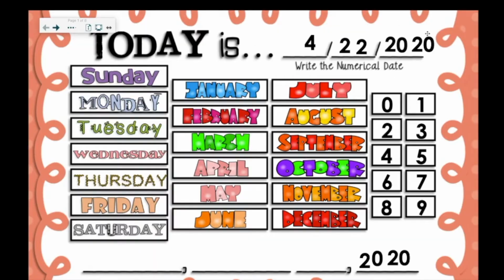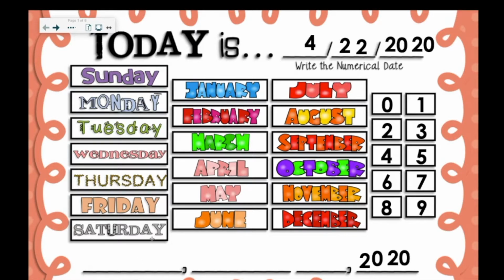At the top of our calendar, we have our numerical date. A numerical date is a date written only with numbers. It's a little faster than writing it with words. So we have a 4 for April. April is the 4th month of our calendar year. 22 for the 22nd day of April, and 2020 for our year. So 4/22/2020. Now let's work with writing this date in words.